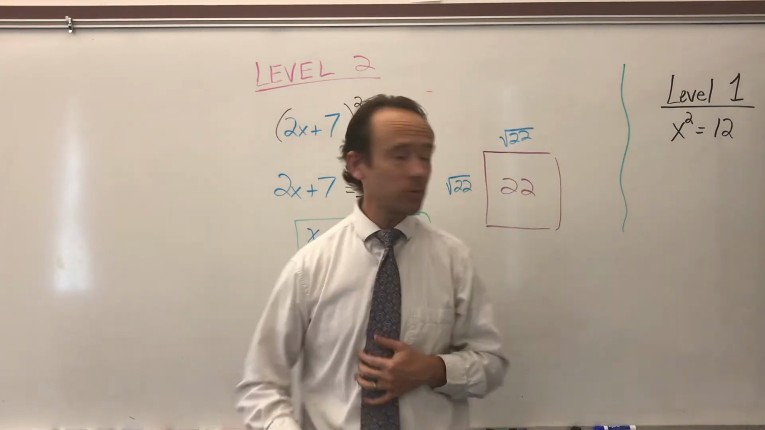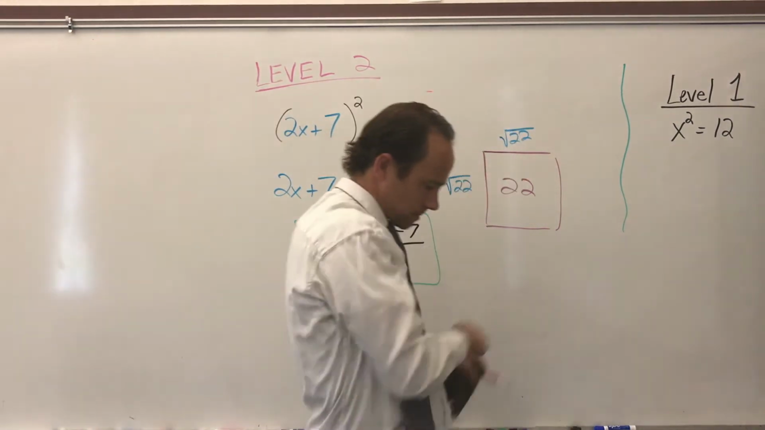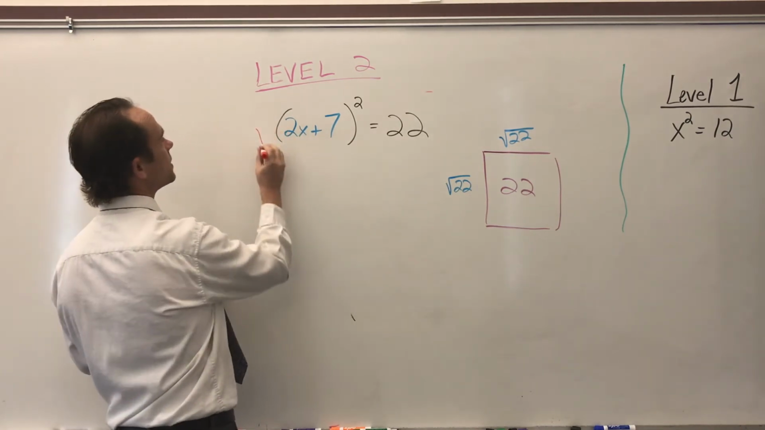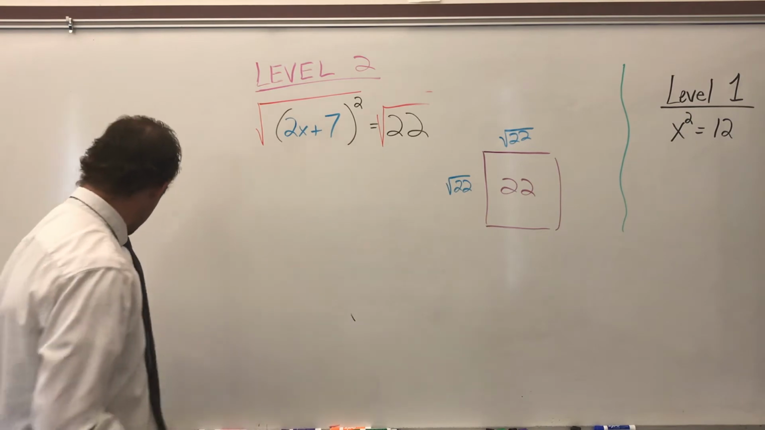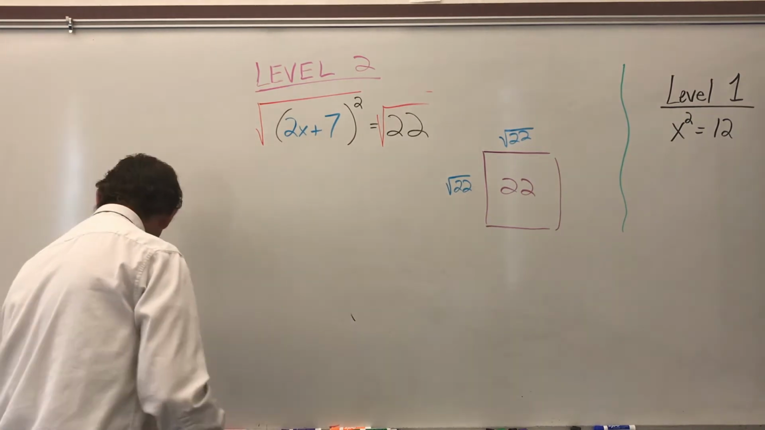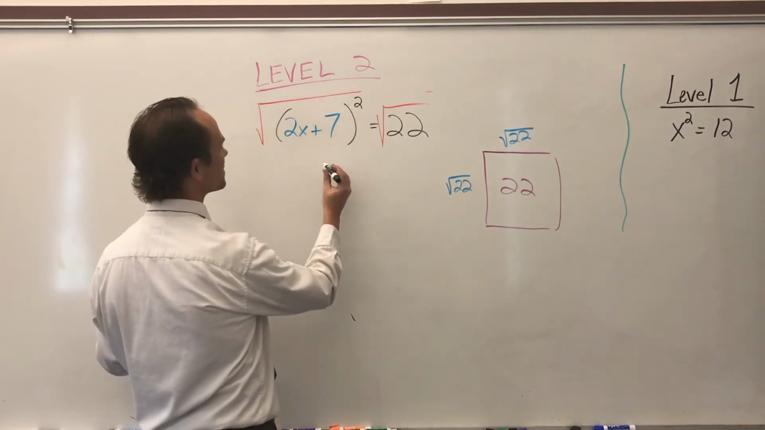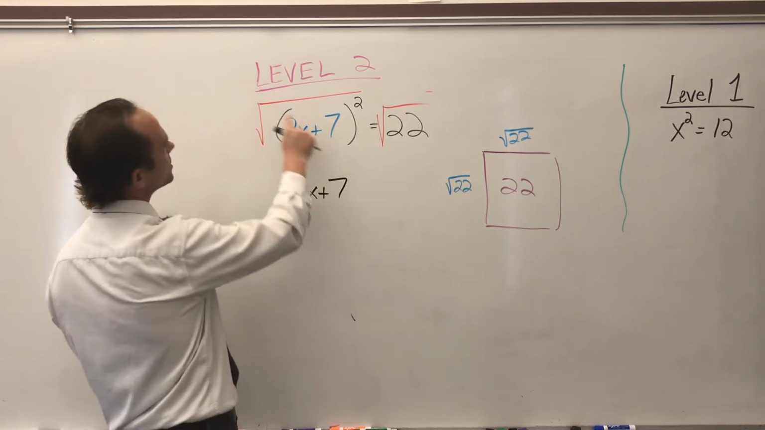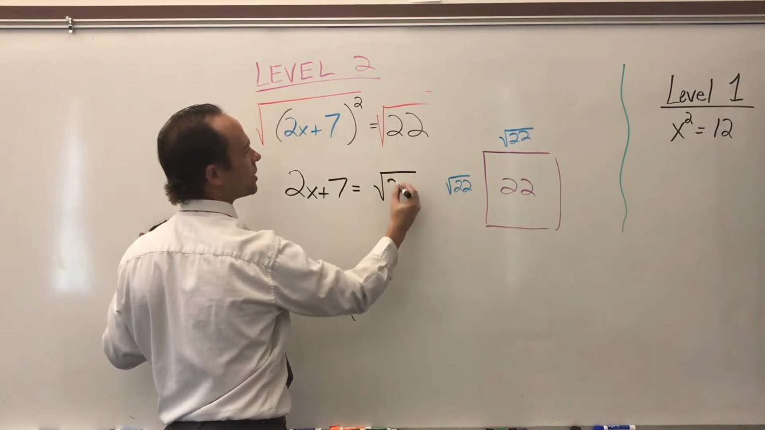I will show you. Remember, you can also do this. Just put a big square root sign, right? Because that's a nice thing to remember, the square root sign and the square are inverse operators. So that gives us just the 2x plus 7, because you're square rooting something squared. And that leaves us with the square root of 22.